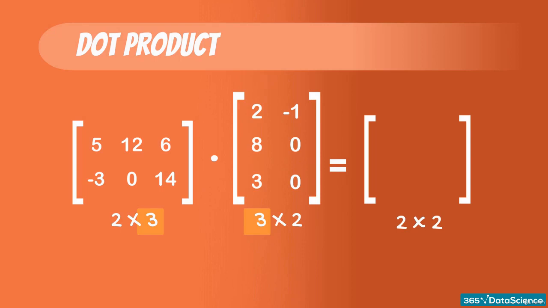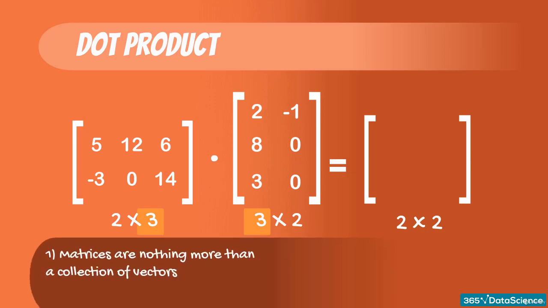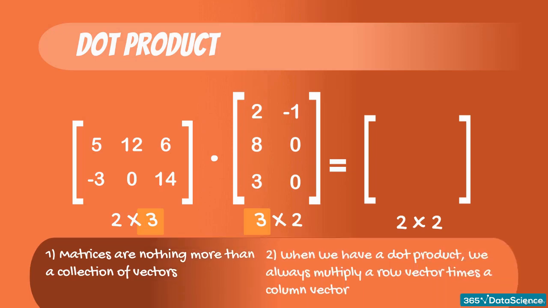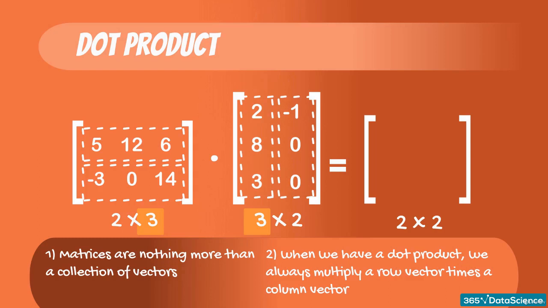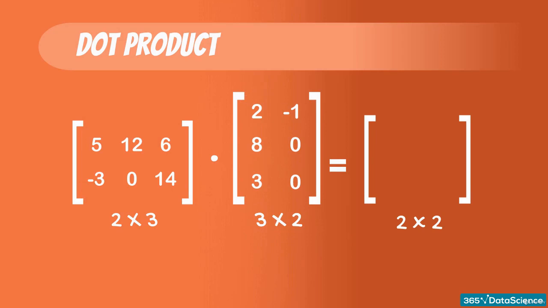Let me remind you two important things. First, matrices are nothing more than a collection of vectors. And second, when we have a dot product, we always multiply a row vector times a column vector. How does this apply to our case? Well, the first matrix is made up of two row vectors, 5, 12, 6, and minus 3, 0, 14. The second matrix is made up of two column vectors, 2, 8, 3, and minus 1, 0, 0. In order to find the dot product of the two matrices, we just need to find the dot product of the vectors they are made of.